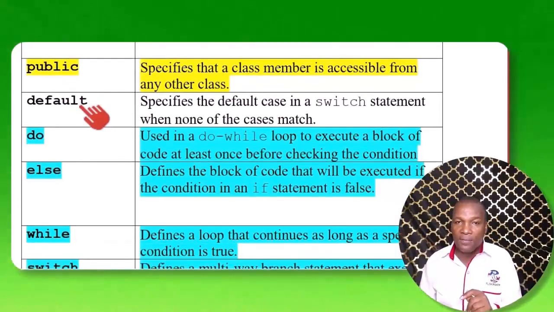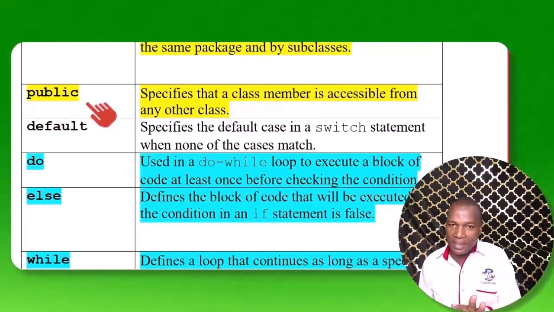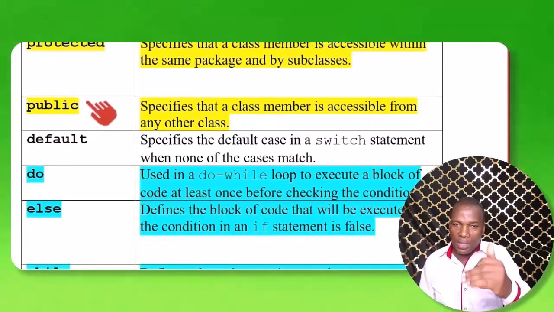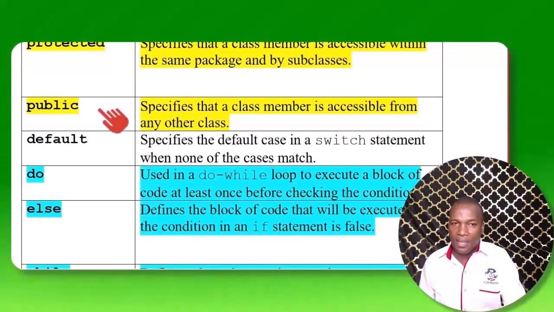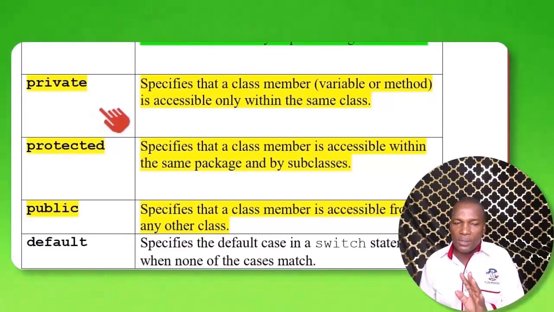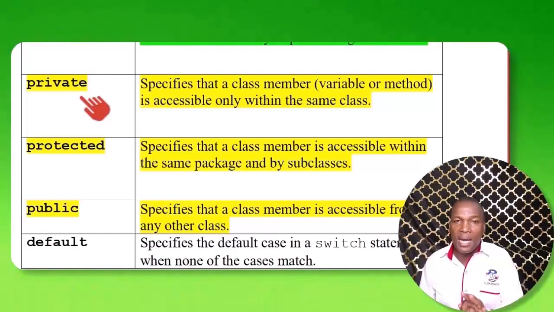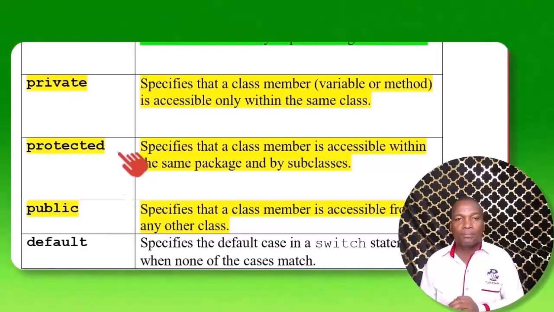Then we have the keyword default, which specifies the default case in a switch statement when none of the cases match. You realize this one I did not paint it yellow because it might not come out very nicely when we use it, because this is a keyword that may apply in many areas. But of essence, I want every student who is doing the CBET course to understand that the three main access specifiers are private, protected, and public.